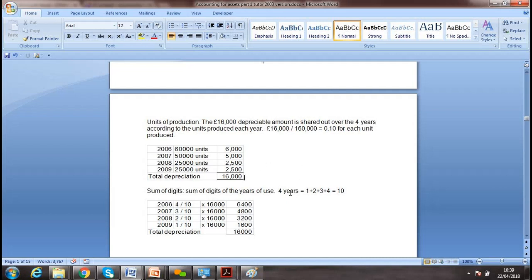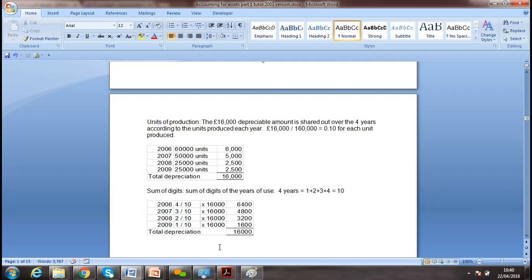Okay. So next is called the sum of digits method. How many years do we have to use the machine? 4 years. So we can add them all: 1, 2, 3, 4, and that makes 10. Now we can calculate year 1, which is 4 over 10, times our 16,000 which we depreciate on our machine. The first year will come, then the second year, then the third year, fourth year. So that method is called the sum of digits method. Any question?